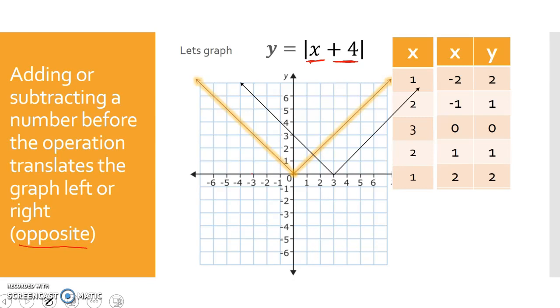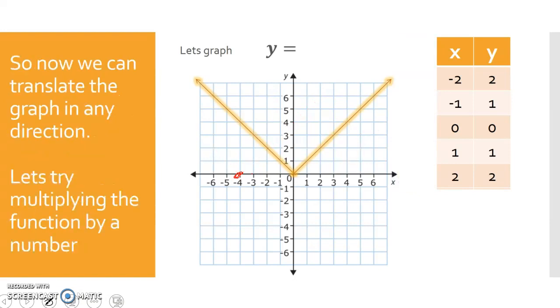Let's take a look at another situation like this. Let's say it's x plus 4. Well, then my new values of x are going to look like this. In order to make it 0, I'd have to plug in negative 4 for x. And so then I would be at the point negative 4, 0 instead of 0, 0. And all of my points are going to be shifted 4 units to the left. So that means that adding and subtracting something before the operation moves things left or right, opposite of what you would think. So now we know how to translate the graph in any direction, up, down, right, or left.